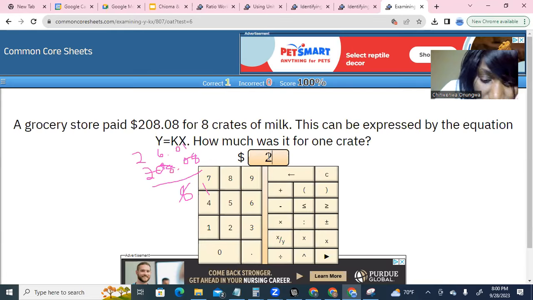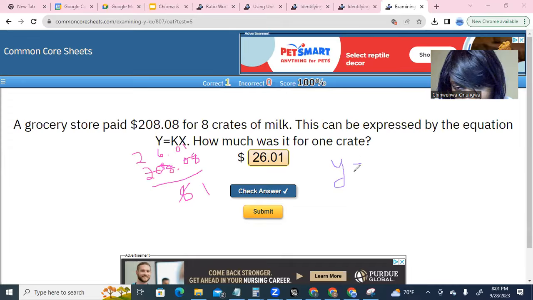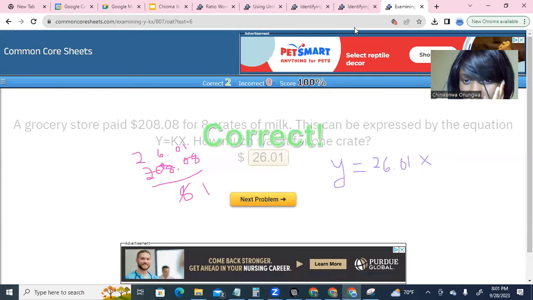So it costs $26.01 for one crate. That means we can write the formula for this function as my y, which is my cost, is equal to 26.01 times my x, which is my number of crates. So that's how that function would look, okay? So that's it. And I will go ahead and check the answer, and it's correct.